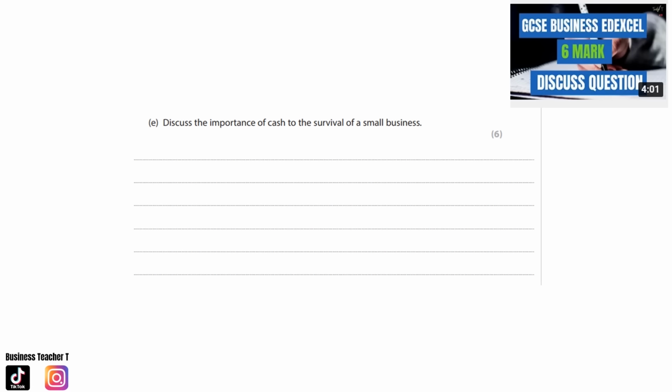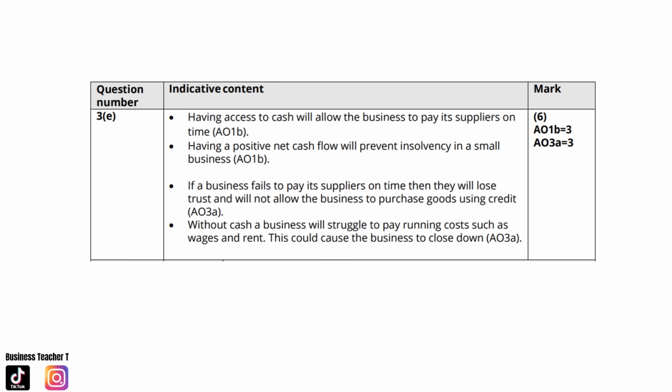So the possible answers read as follows. Having access to cash will allow the business to pay its suppliers on time. Having a positive net cash flow will prevent insolvency in a small business. If a business fails to pay its suppliers on time, then they will lose trust and will not allow the business to purchase goods using credit, like trade credit. Without cash, a business will struggle to pay running costs such as wages and rent. This could cause the business to close down.